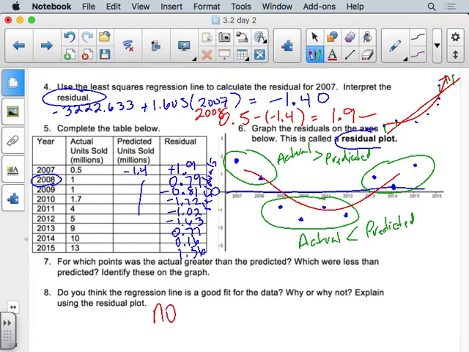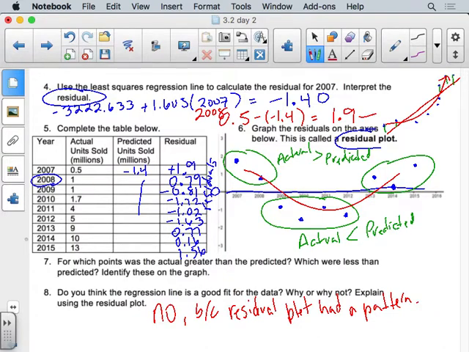I would say no, because you could talk about how your prediction in 2007 was negative, or just the main thing here is the residual plot showed a pattern, and that's not good. We don't want that in the residual plot. So no, because the residual plot had a pattern.